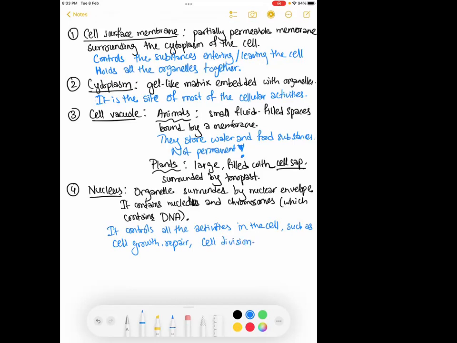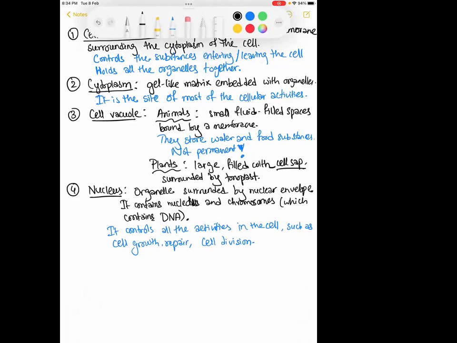These kinds of things. I don't think you need to know much detail about endoplasmic reticulum and Golgi apparatus, so I'm not going to write them down. I'm going to move on to mitochondria and chloroplast, okay? Do you need endoplasmic reticulum and Golgi apparatus? I don't think so.